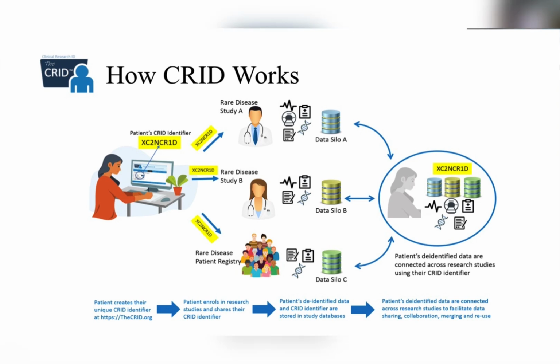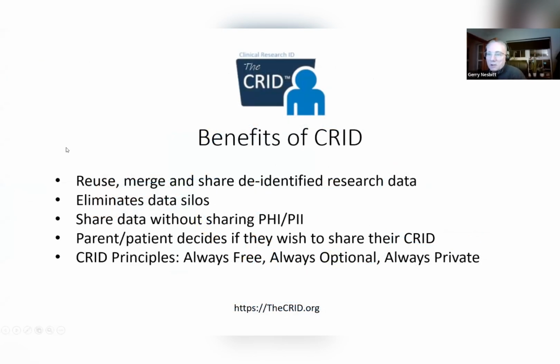So the benefits of CRID are it allows you to reuse, merge, or share de-identified research data across research projects. It eliminates these data silos where the data is no longer used or accessible. It allows researchers to share data without exposing or sharing any private patient information, which is called PHI or PII. And the parent or patient can decide if they wish to share their CRID with the research study or not. And the CRID principles are, it's always free, it's always optional, and it's always private.